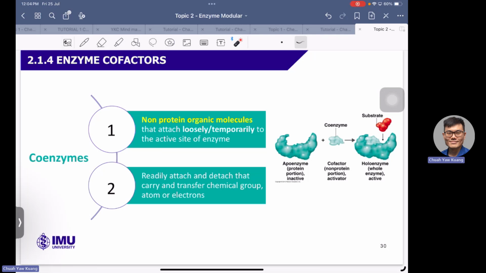Okay, then next is coenzyme. Coenzymes will bind temporarily as well. They bind temporarily, but then they bind to the active site. Yeah? They bind to the active site.